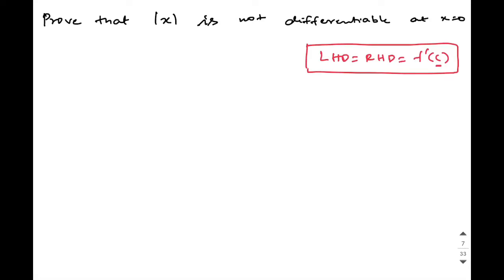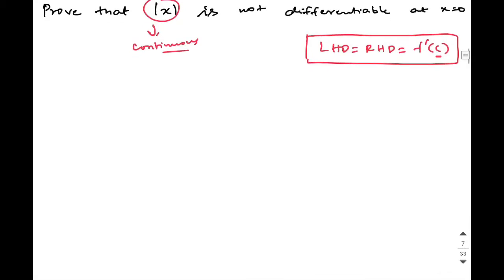Here we need to prove that mod x is not differentiable. As I told you, every differentiable function should be continuous. First thing, before you check the differentiability, you need to verify whether the given function is continuous or not. So we know that mod x, yes, it is a continuous function. This we have discussed in the previous exercise itself. So it is a continuous function.